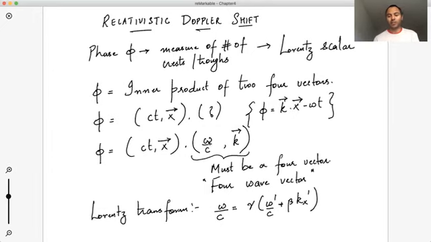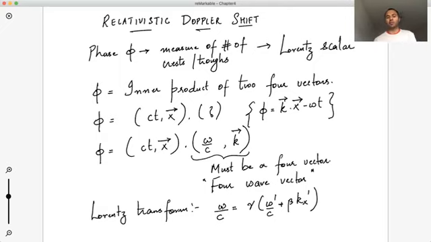It's pretty obvious that you need to have omega by c and k vector. And so that must be a 4-vector, right? So we call that a 4-wave vector, because k is the wave number. So you just call this the 4-wave vector. And now that you know it's a 4-wave vector, you basically immediately have the Lorentz transformation.